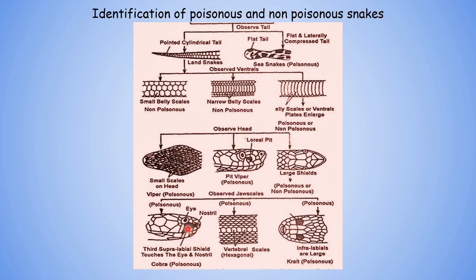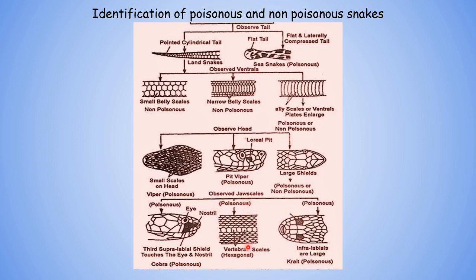In other non-poisonous snakes, you can see that this type of scale will be present throughout this area. This large scale will be absent. If this large scale is present, it can be identified as a cobra. Both the Indian cobra as well as the king cobra have this feature, which is poisonous.